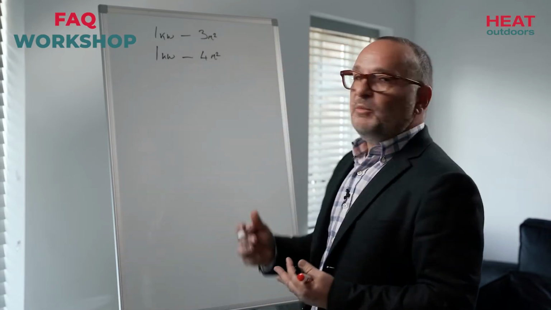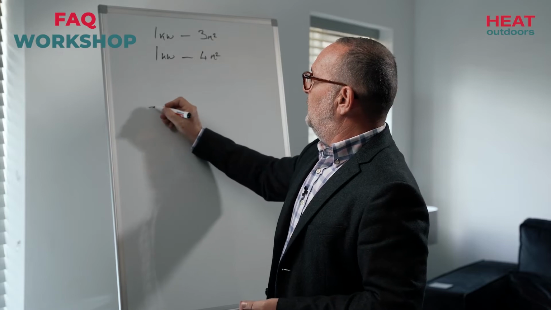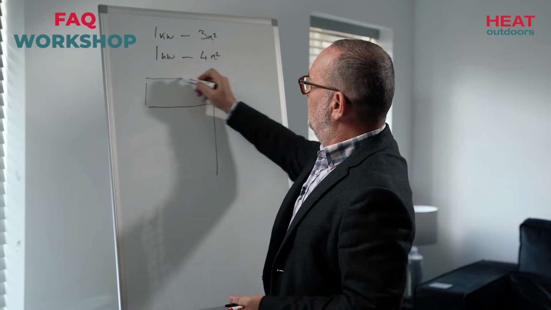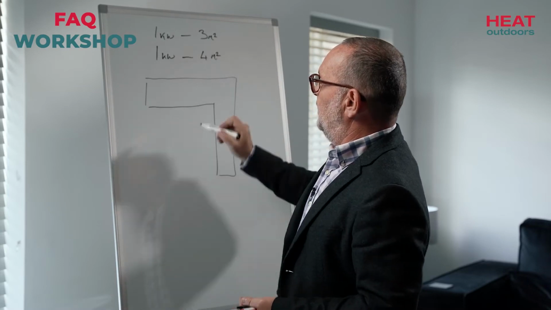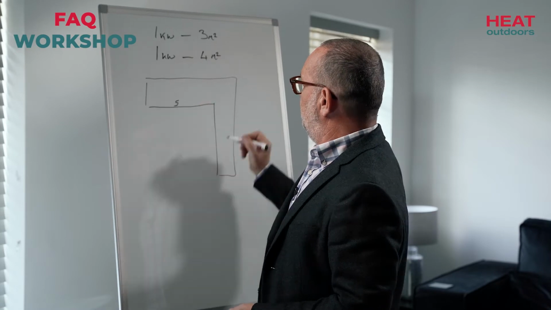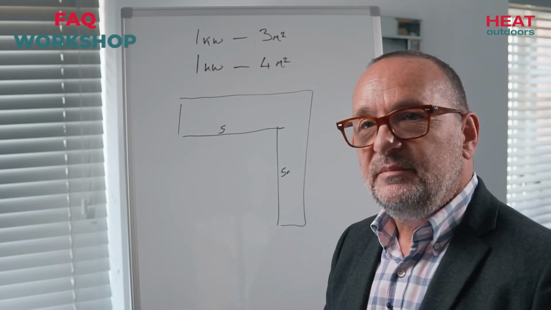So let's look at that more unusual space. Let's, for example, say you've got a pub and you've got an area at the back of your pub which is L-shaped, so the building's here, okay, and you want to heat this area here. And let's, for argument's sake, say that this is 5 meters long here, and this is 5 meters long up to this point here. So how are we going to do that?